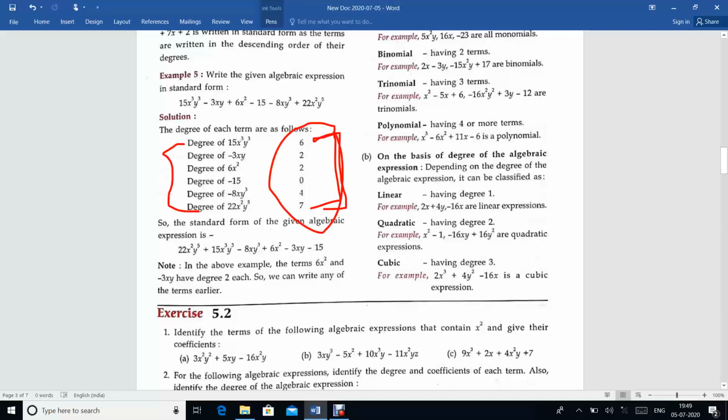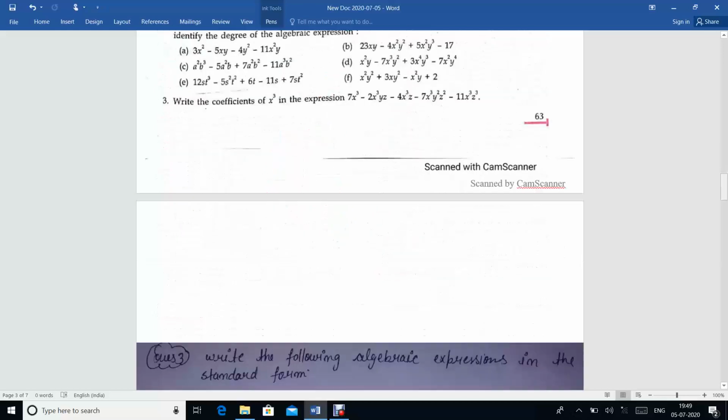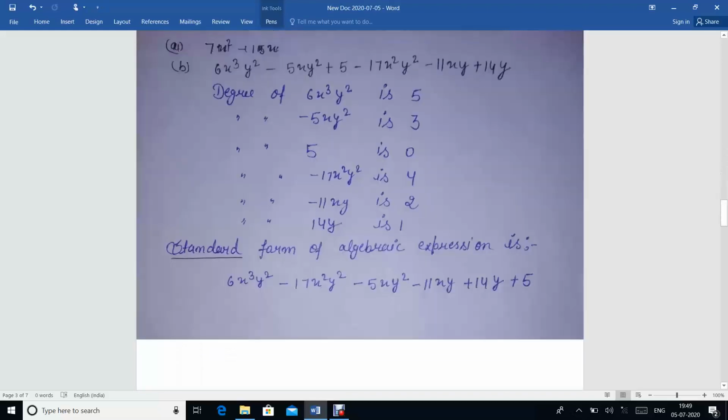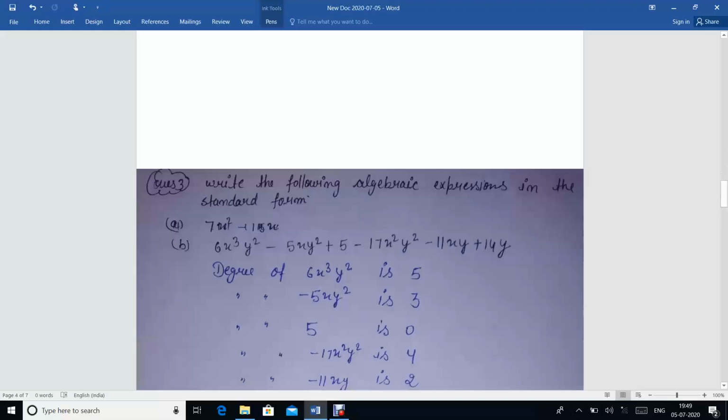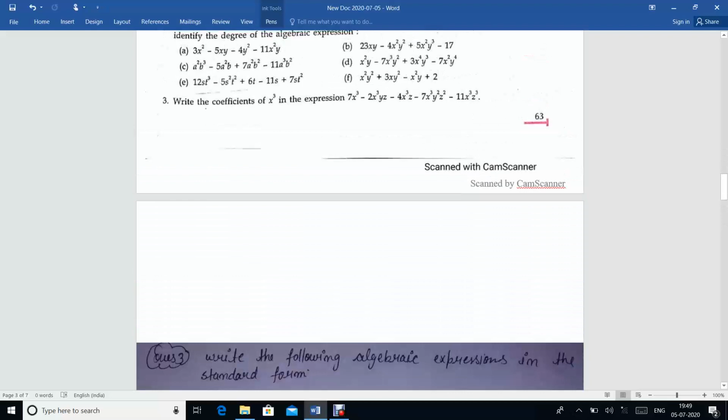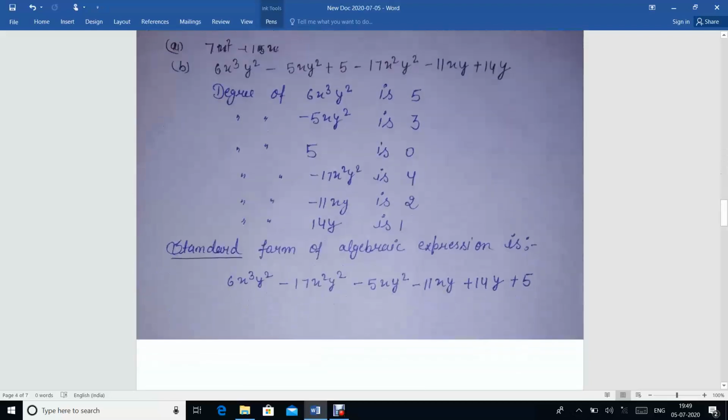We will understand it with the help of a question, and this is question number 4 from your book, exercise 5.2. It says to find the standard form of the algebraic expression, and the algebraic expression is 6x cube y square minus 5xy square plus 5 minus 17x square y square minus 11xy plus 14y.